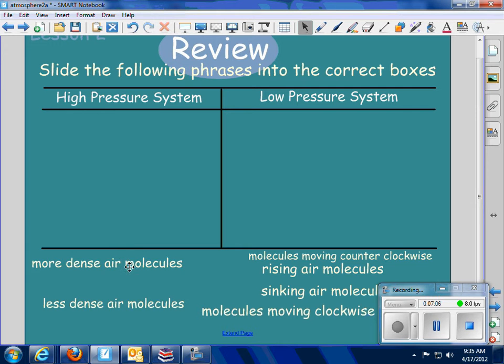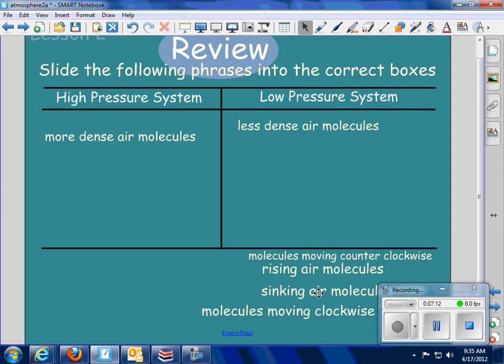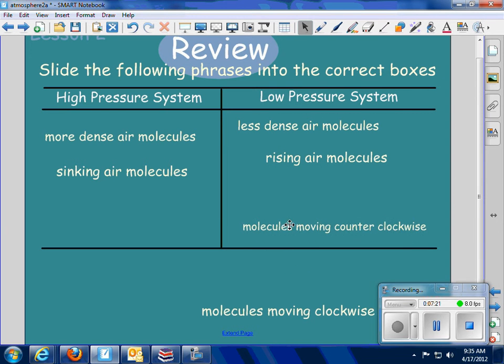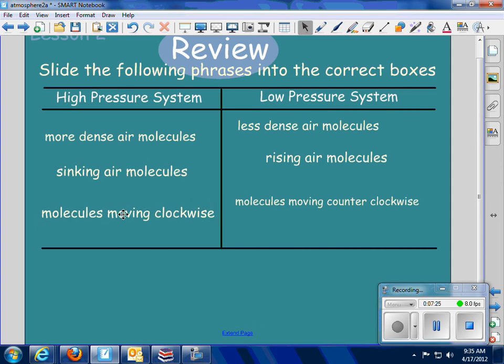But we know that high pressure is more dense. Low pressure is less dense. High pressure sinks, low pressure rises. Molecules moving counterclockwise, low pressure. Molecules moving clockwise, high pressure. So hopefully that got us to where we need to be.